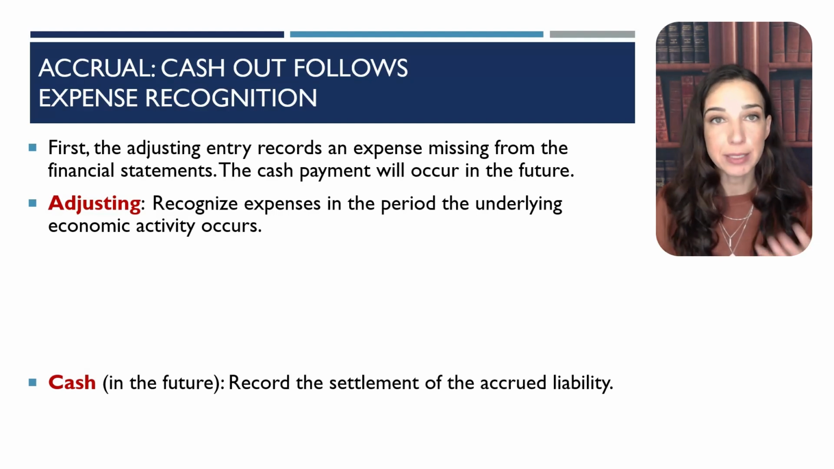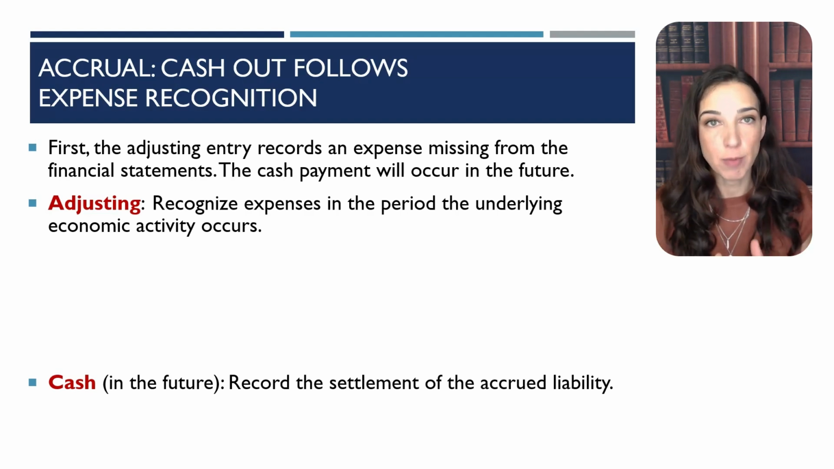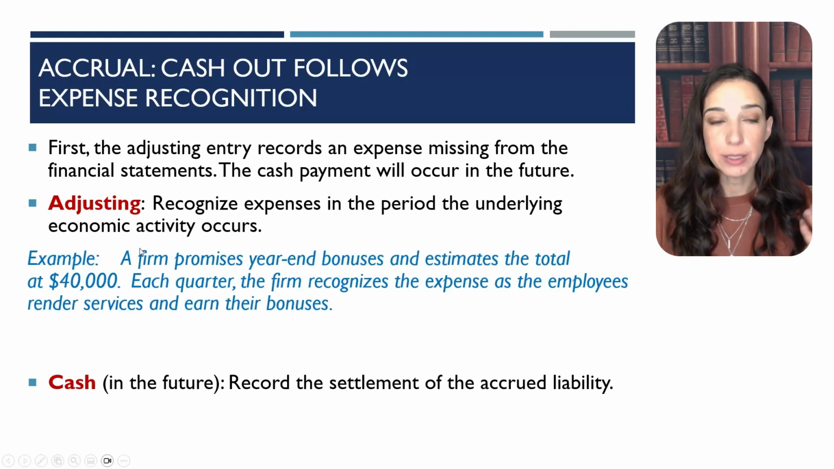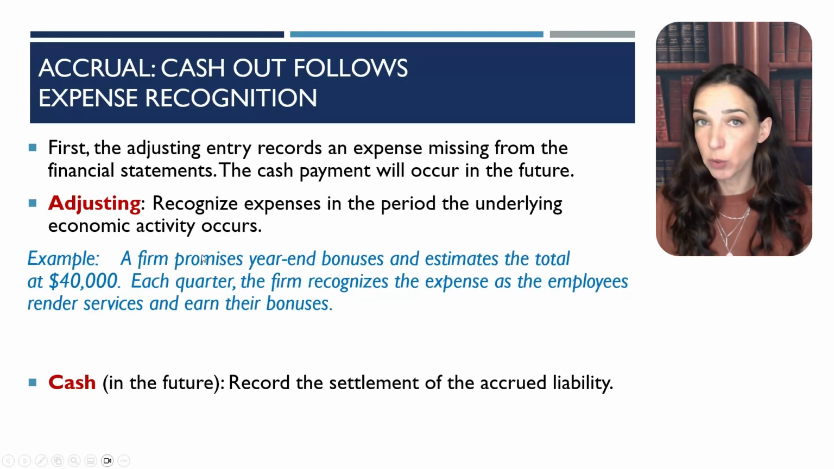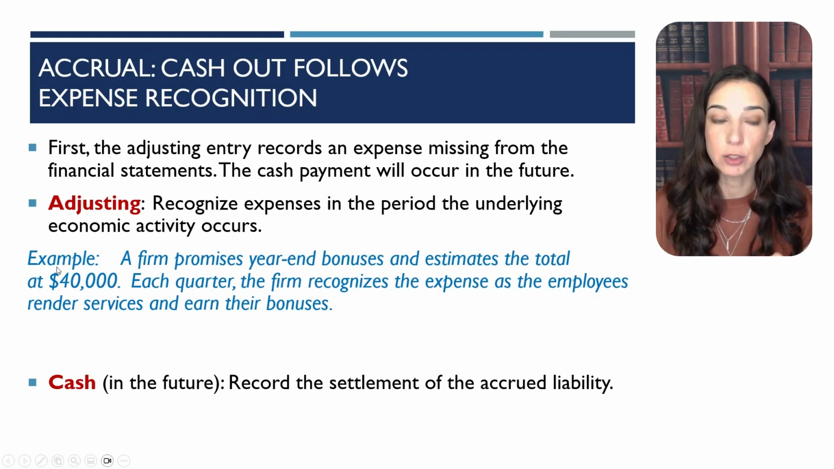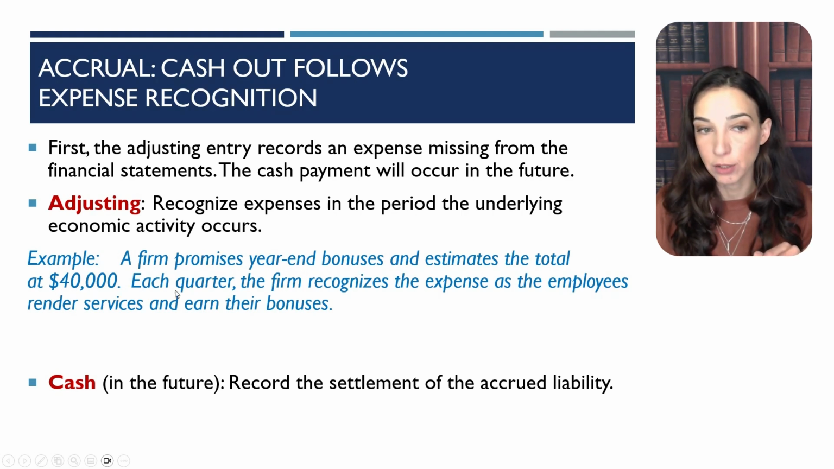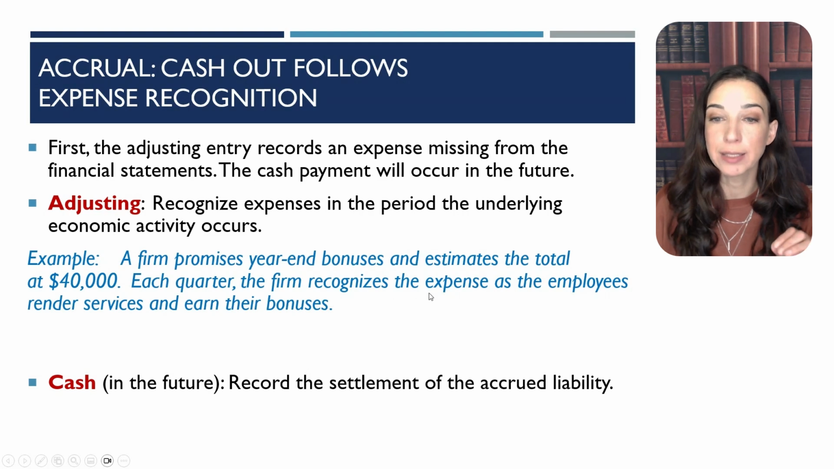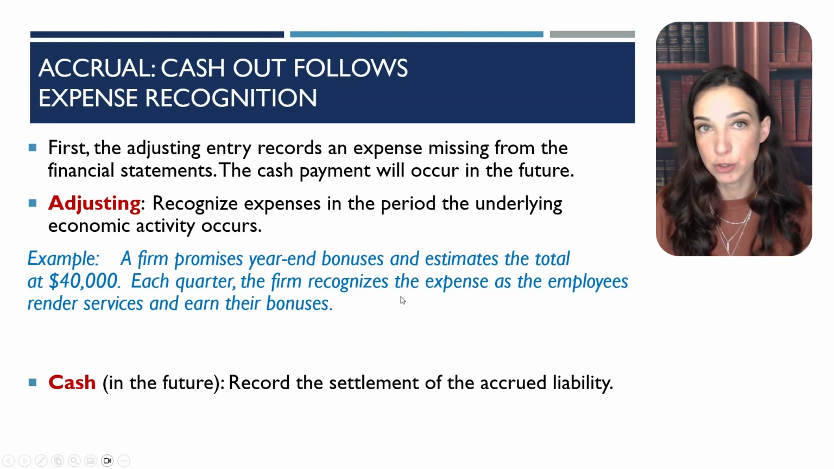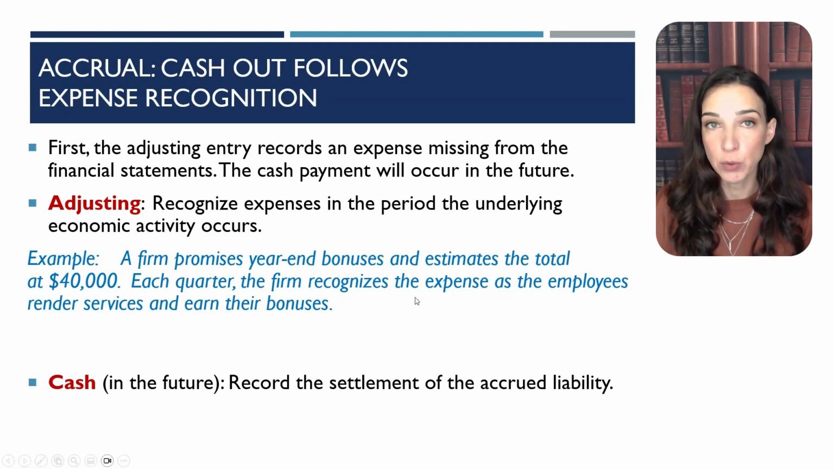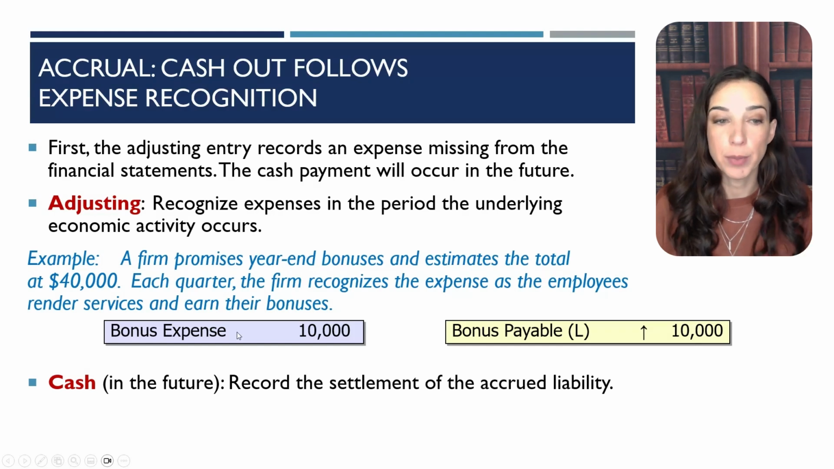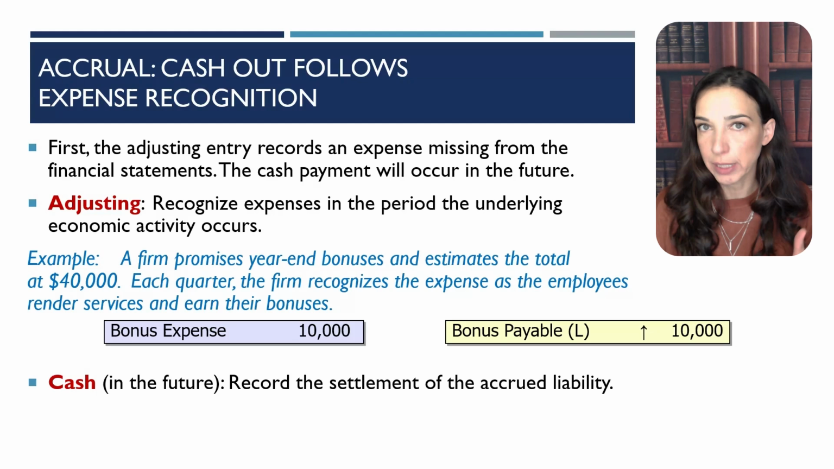And again, it's going to be the same logic. We need to make sure that we check whether there are any expenses that are currently missing from our income statement that need to be recorded at the end of the quarter. Let's do an example where a firm promises year-end bonuses to their workforce and they estimate that the total bonuses will be $40,000. The firm is going to each quarter recognize the expense as the employees render the services and earn that bonus. So each quarter, the company is going to do a bonus expense and it's just going to be lumped together with other employee-related expenses.